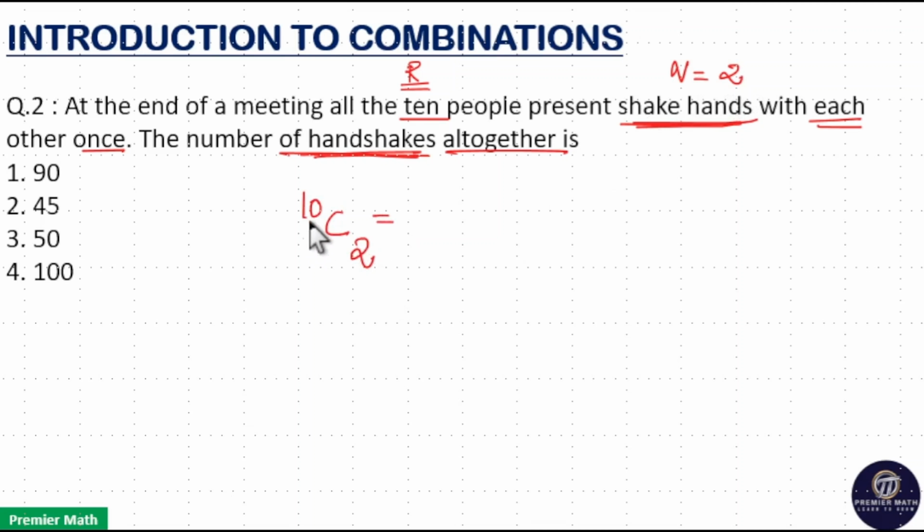So 10 people together mean 10C2 handshakes, which is equal to 10 minus 2, 8 factorial cancel. Remaining is 9 and 10 here and here 2 factorial. So 2 goes 5 times in 10, 9 into 5, 45. Option 2 is your answer. That is, total number of handshakes altogether is equal to 45 by these 10 people.